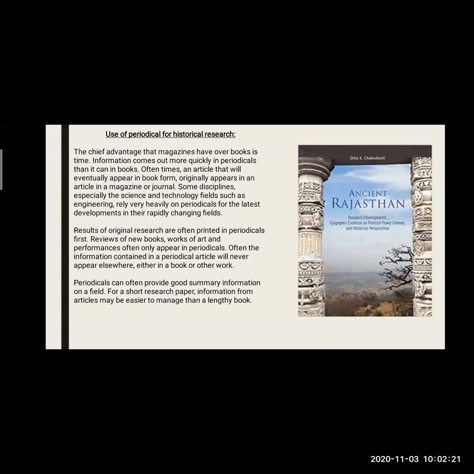Now, periodicals often provide a good summary, a short description, information on a particular field. For a short research paper, if there's research done on a particular topic, or if information from articles, it may be easier to manage than a lengthy book. So these were about periodicals as written sources.